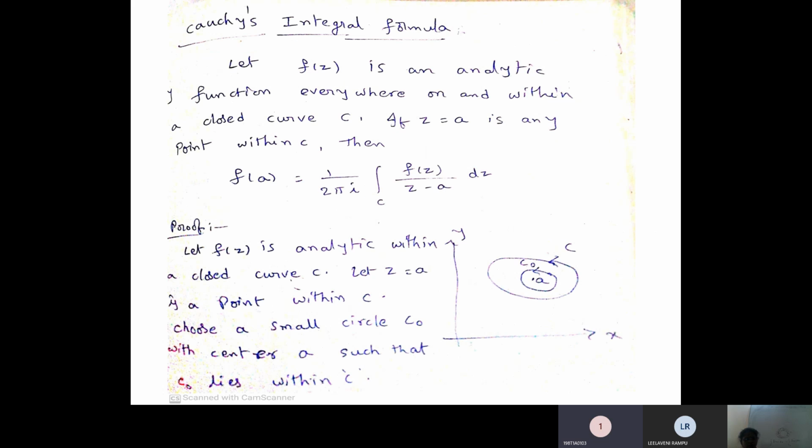Cauchy's integral formula. Next topic is Cauchy's integral formula. Using this formula, we have to do so many problems. So, Cauchy's integral formula: f(z) is an analytic function everywhere on and within a closed curve C. If z equal to a is any point within C, then f(a) equal to 1 by 2πi integral over C of f(z) by (z minus a) dz.